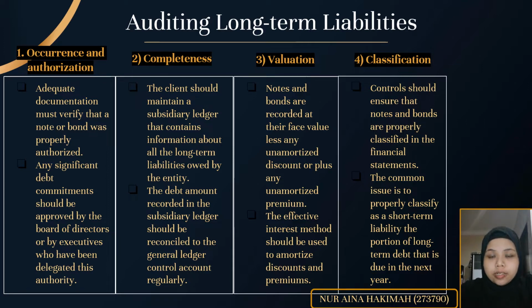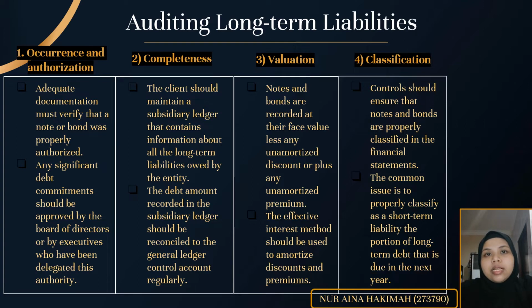It is a vital assertion where the company needs to maintain all information regarding the long-term liabilities that are owed by the company in a subsidiary ledger. The amount stated in the subsidiary ledger should be reconciled to the general ledger and controlled regularly.